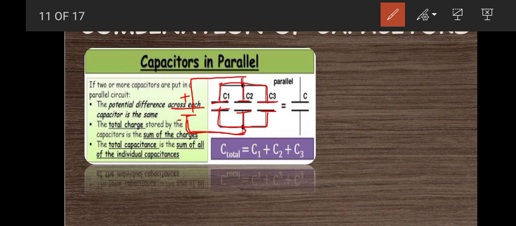They can also be drawn like this. We will discuss it. The characteristic of capacitors in parallel is, if two or more capacitors are put in a parallel circuit, the potential difference across each capacitor is the same. The total charge stored by the capacitors is the sum of the charges, and the total capacitance is the sum of all the individual capacitances. We will discuss it in detail.